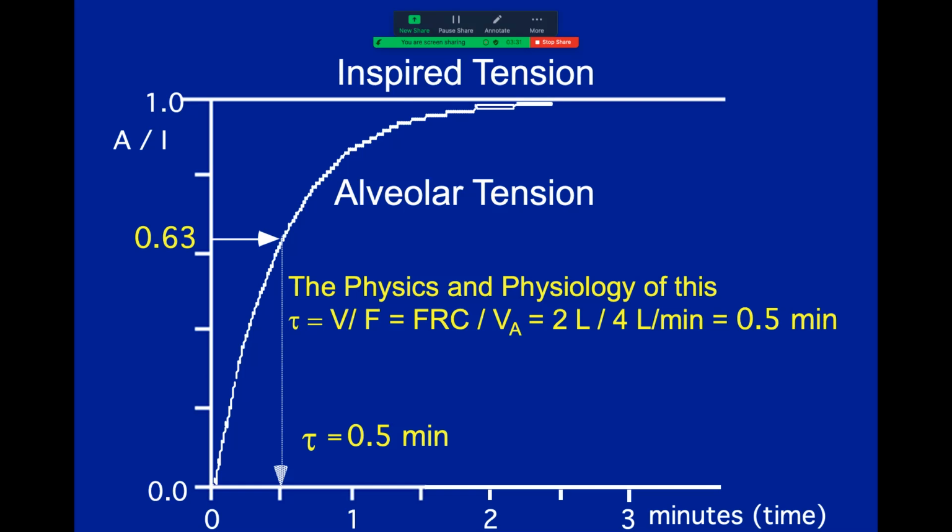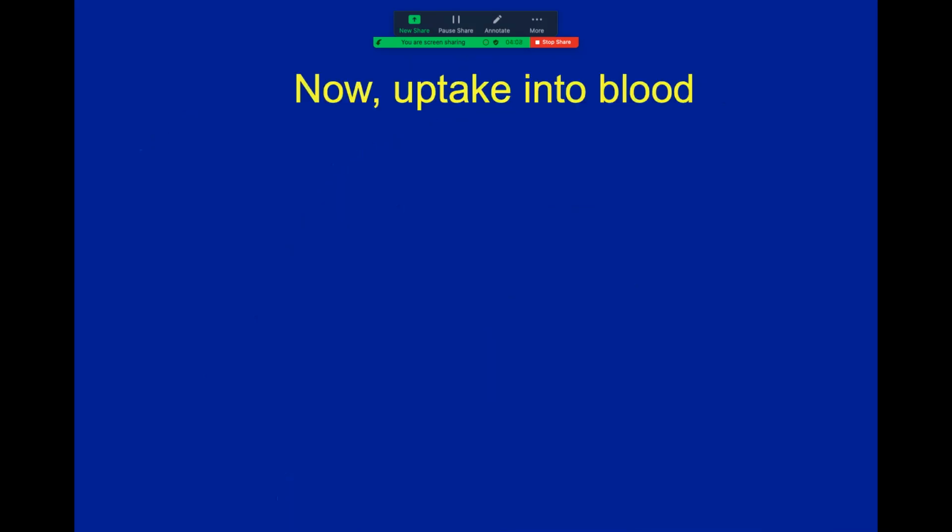The time constant for any fully mixed system is the volume of the compartment divided by the flow going through that compartment. In this case, that volume is the FRC divided by the alveolar ventilation, or 2 liters divided by 4 liters per minute, or 1/2 minute. And that's where the lung wash-in time of 1/2 minute comes from. It's why we typically wait 2 minutes for things to happen, allowing 4 time constants to get the expired closer to the inspired anytime we are doing anything.